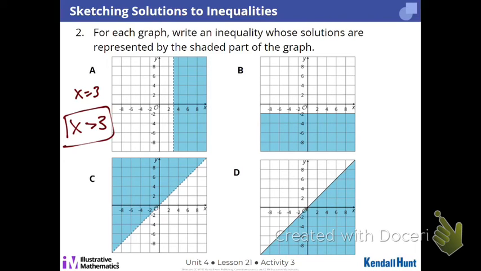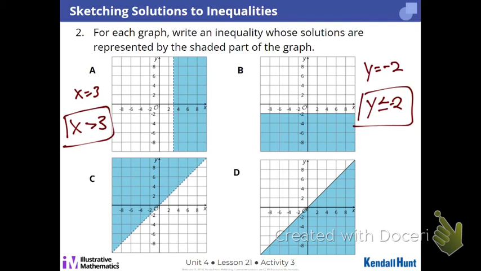So looking at B, our reference is y equals -2. That's our reference line. But do things that are more than -2 or less than -2 work? Less than. But this one I need an or equal to with, because that solid line at -2 does work. Right, so it's less than or equal to.